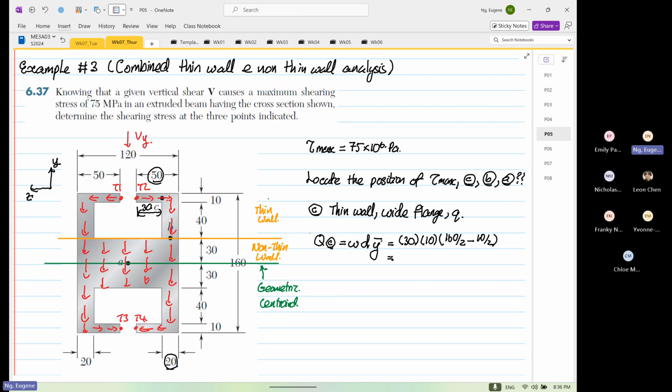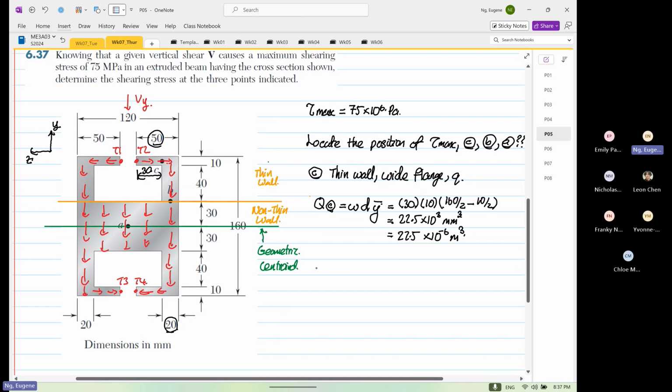So from here, it's 22.5 times 10 to the power 3. And this is millimeter cube, or this is equal to 22.5 times 10 to the power minus 6 meter cube. So we have found the Q at point C, okay?